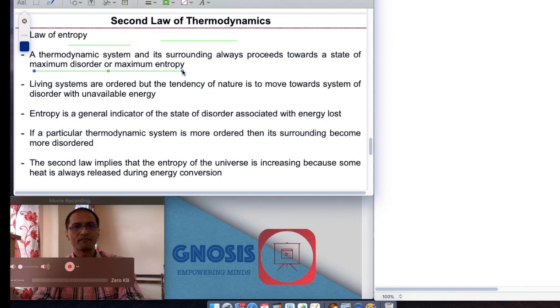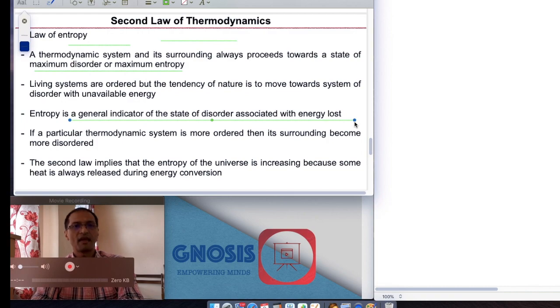to do work. So entropy is a general indicator of the state of disorder, and it is associated with energy lost. The more energy lost, the more disordered the state. And the relation that the thermodynamic system has with its surroundings is that if the thermodynamic system is in a more ordered state, then the surroundings remain in a more disordered state, and vice versa.